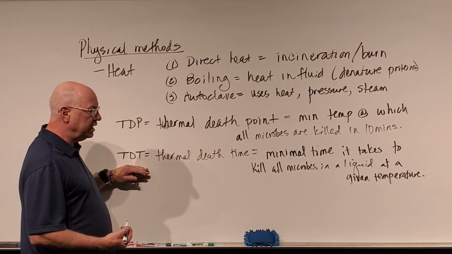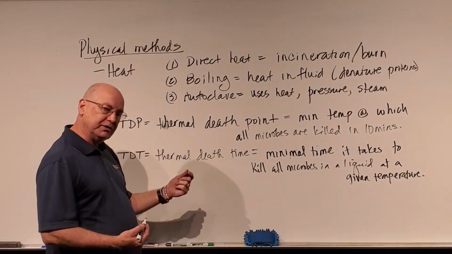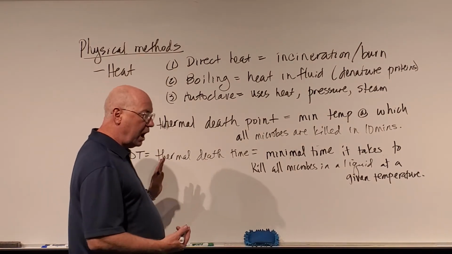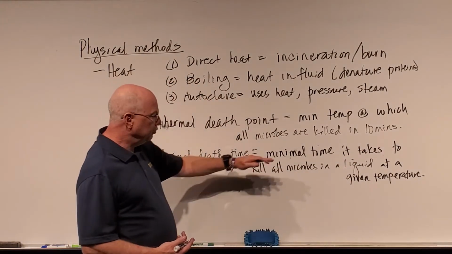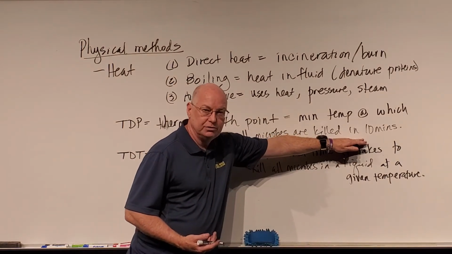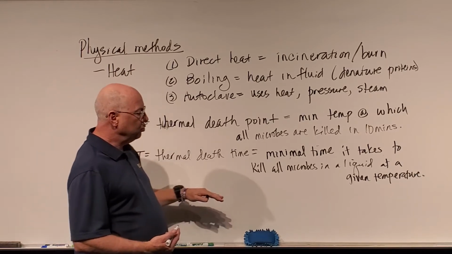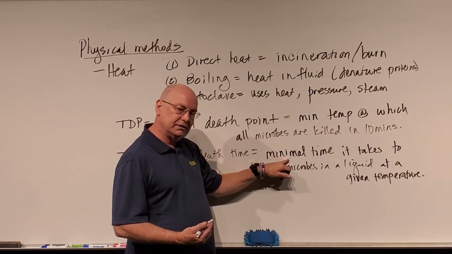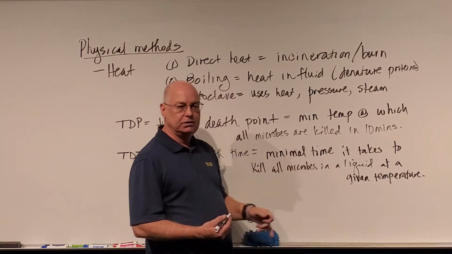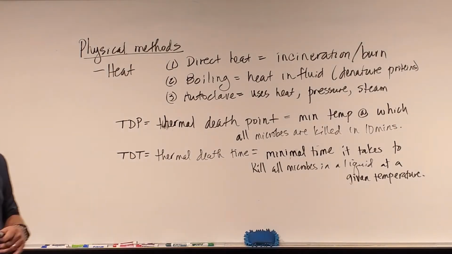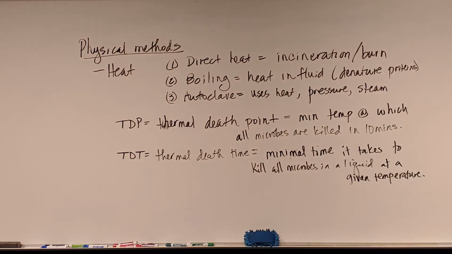The thermal death time is, if I know a specific temperature that I can treat something, how long does it take? Here we know the time is determined. Now we need to figure out what the temperature is. But for thermal death time, we need to know how long it takes to kill something at a known temperature. Okay? And finally, one of the things we can look at is the decimal reduction time, or the D value.